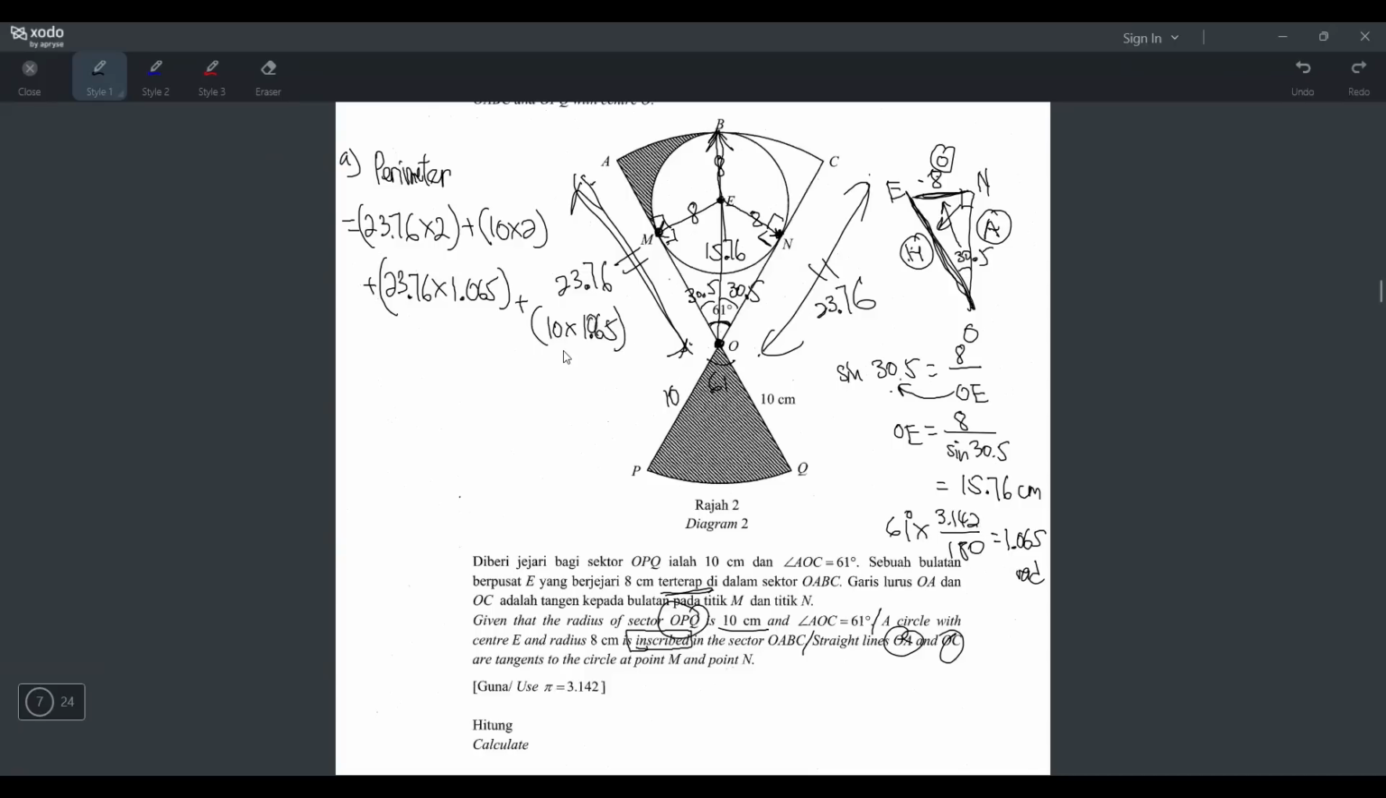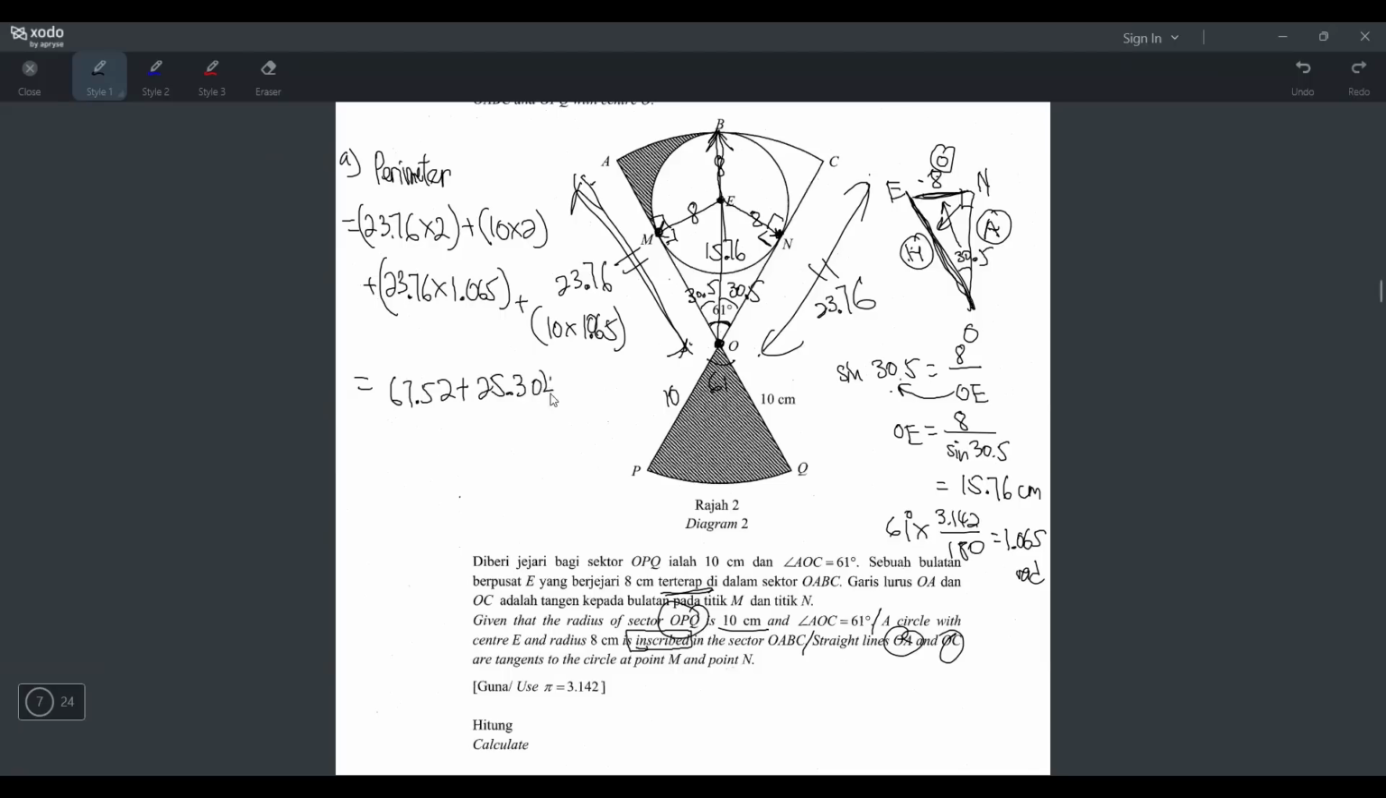Okay, now you just press everything in your calculator. Let's press 23.76 times 2 plus 10 times 2. My calculator gives me 67.52. And then plus with this arc. What is 23.76 times 1.065? Okay, I'm pressing my calculator.